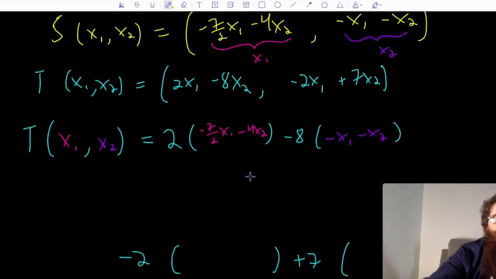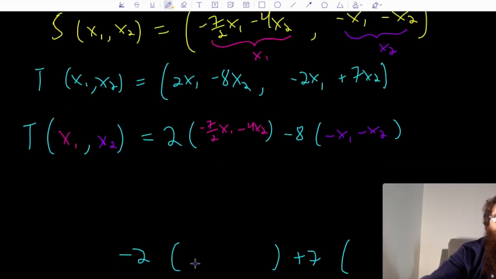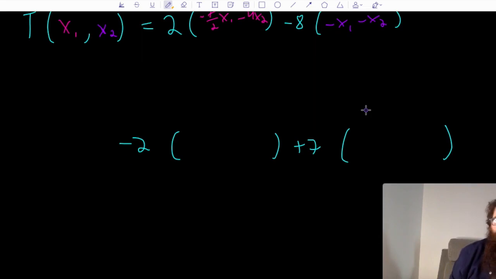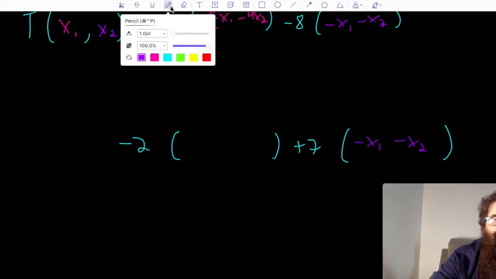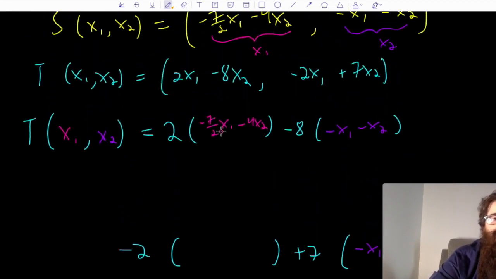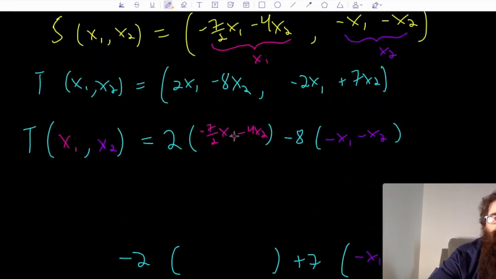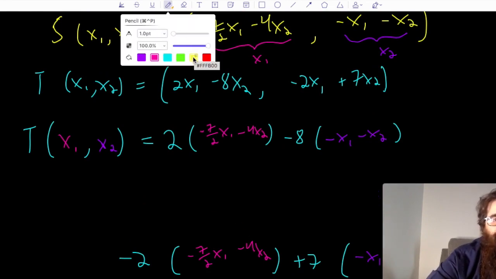And I want to do the same here as well. So this second part here, this negative 2x1 plus 7x2, since I'm already on the purple, I'll replace the x2. x2 I'm replacing with negative x1 minus x2. I'll switch to the pink because I skipped over that. The negative 2 times x1 here, I'm replacing the x sub 1 with negative 7 halves x1 minus 4x2. Looks kind of messy, but all that's really left is to do some simplifying.